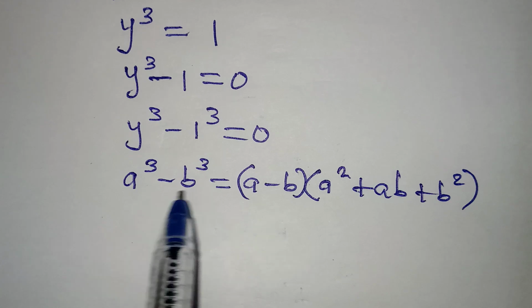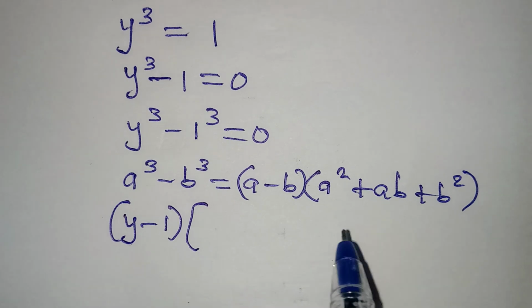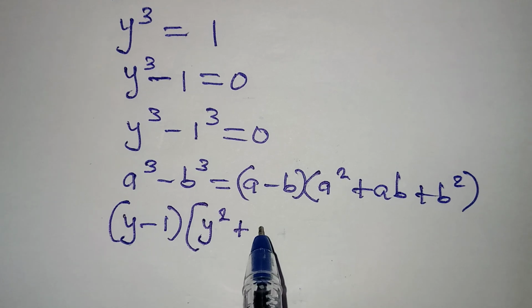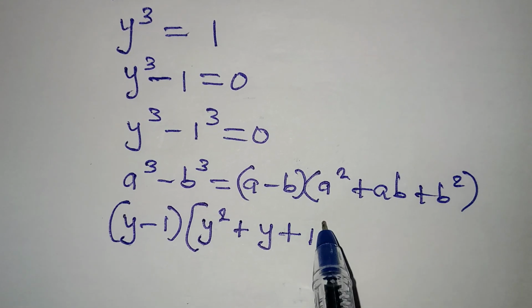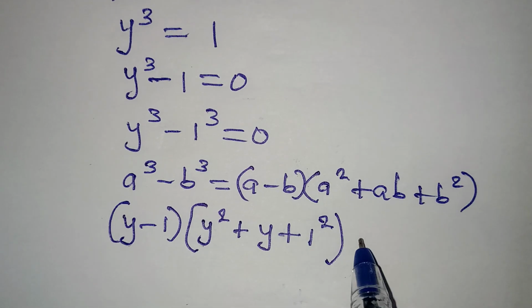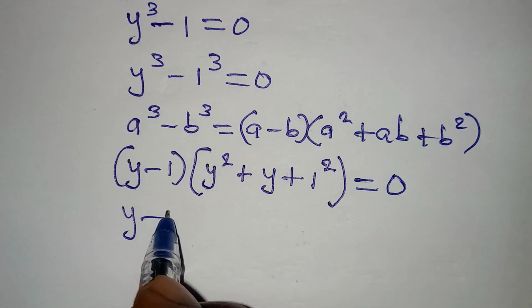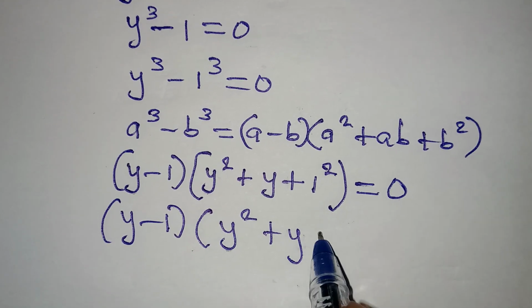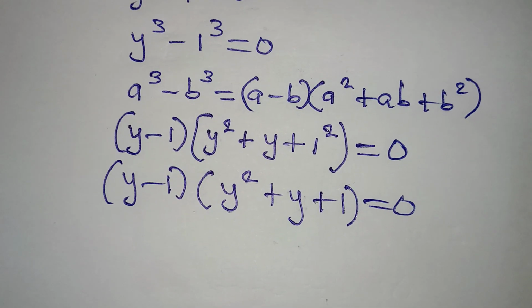Now, in place of a minus b, I have y minus 1. Then in place of a squared, I have y squared. Then plus ab becomes y times 1, and that is y. Then plus b squared becomes 1 squared. Close this bracket, and everything is equal to 0. Now from here, y minus 1 is here, and then y squared plus y plus 1 is equal to 0, because 1 squared will still give us 1.